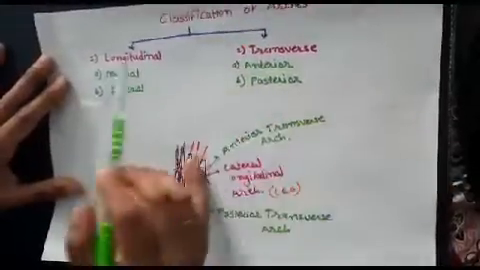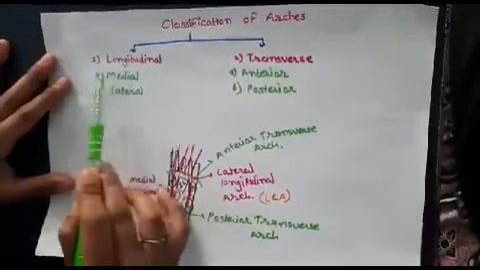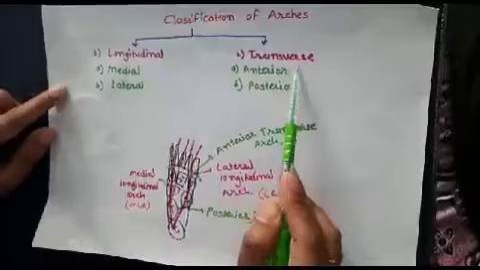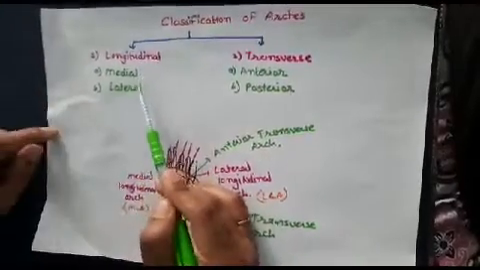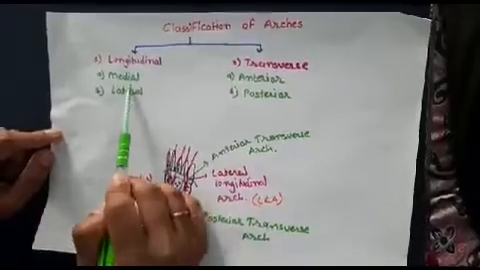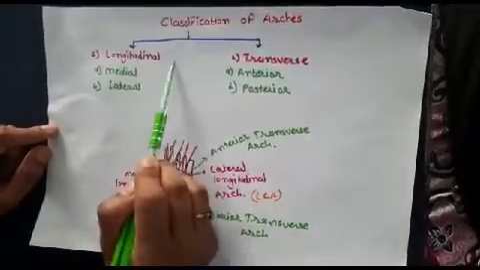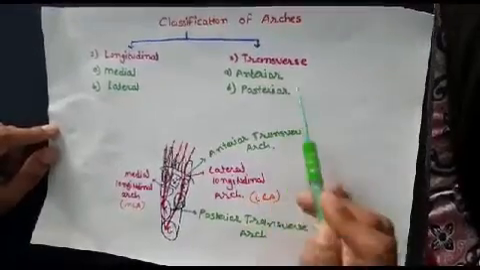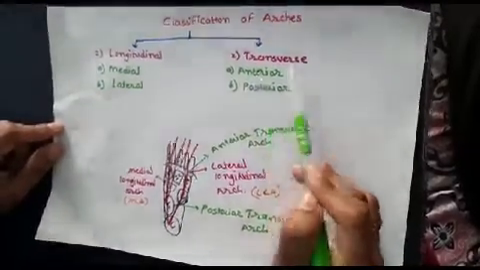Looking at the classification, there are specifically two types. The first is longitudinal, and the other is the transverse arch. In the longitudinal, again there are two subclassifications, medial and lateral. So there is the medial longitudinal arch and the lateral longitudinal arch, and in the transverse there are again two subtypes, the anterior transverse arch and the posterior transverse arch.